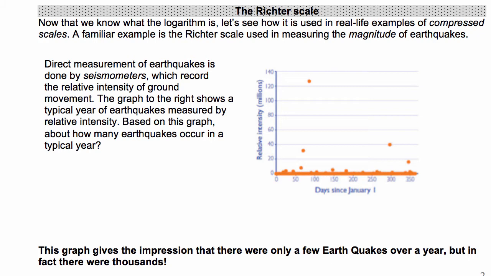This graph gives the impression that there were only a few earthquakes over a year, but in fact, there were thousands. The problem is, most earthquakes have a relative intensity below 5 million, and the y-axis scale goes up to 140 million. This means most earthquakes blend in with the x-axis.